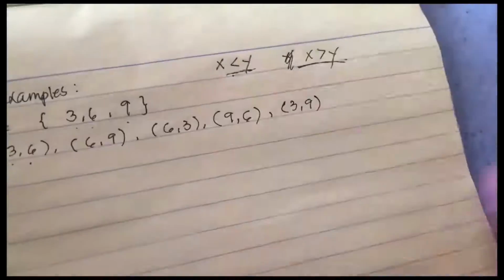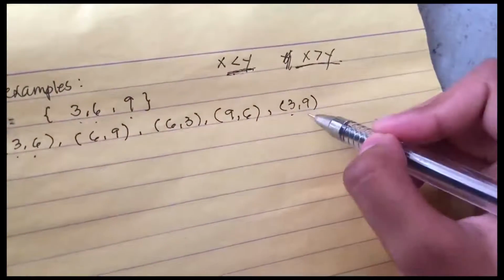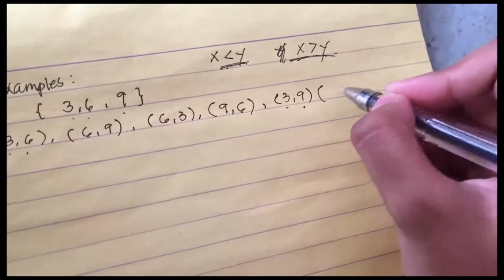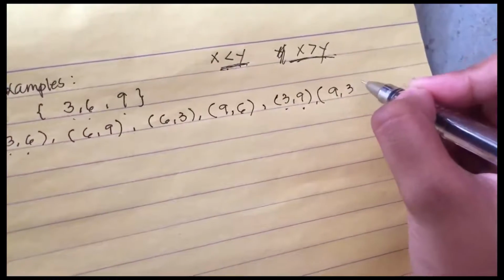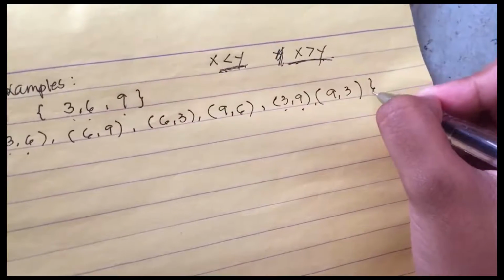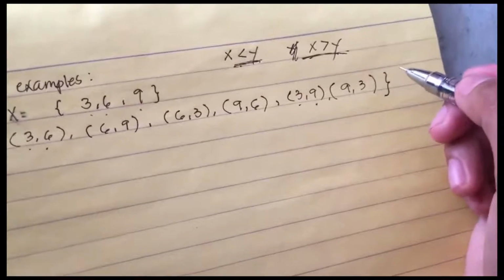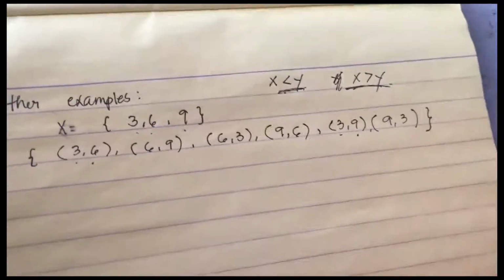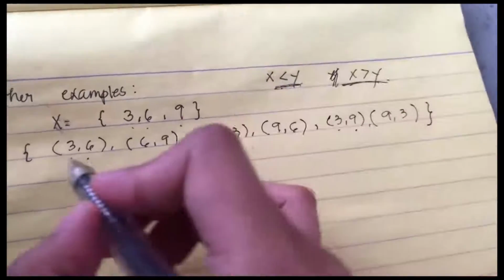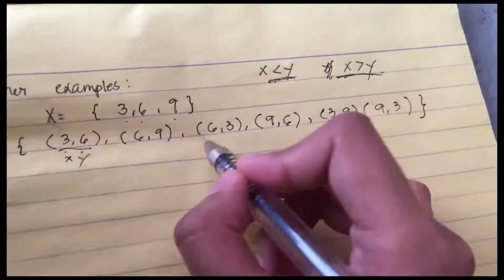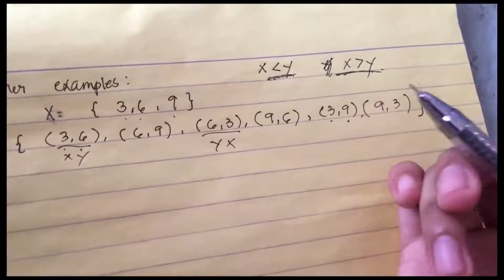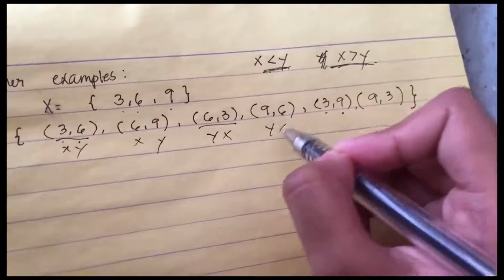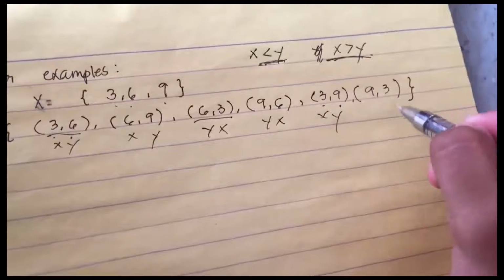3 and 9, for X less than Y, X and Y. And for X greater than Y, also 9 and 3. So, there. We have listed all the possible pairs of elements for the relation. So, if we observe, we have 3 and 6, X and Y, 6 and 3, Y and X, 6 and 9, X and Y, 9 and 6, Y and X, 3 and 9, X and Y, 9 and 3, Y and X.